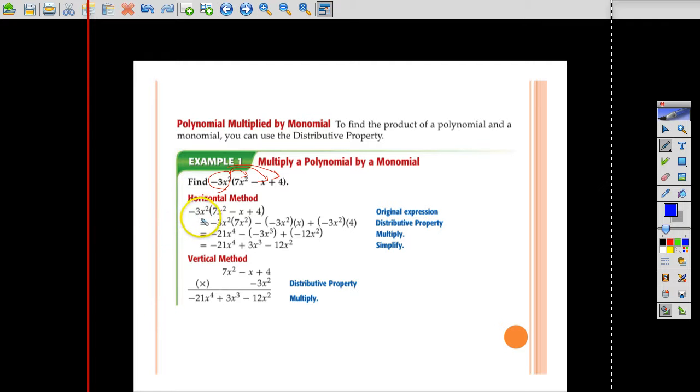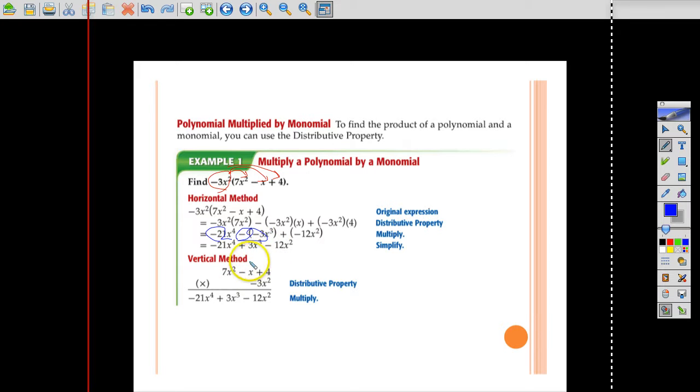So if you have negative 3x squared times 7x squared, when you do that, it's going to be negative, you multiply the numbers, negative 3 times 7 is negative 21. You have x squared times x squared becomes x to the 4th power. Minus, you have negative 3x squared times x, which becomes negative 3x to the 3rd power, plus negative 3x squared times 4 becomes negative 12x squared. And when you simplify this, minus a negative becomes plus. And you have your final answer here.